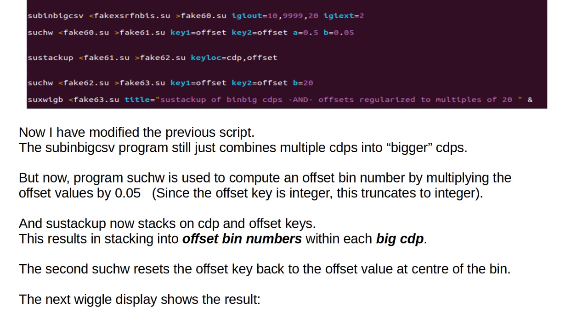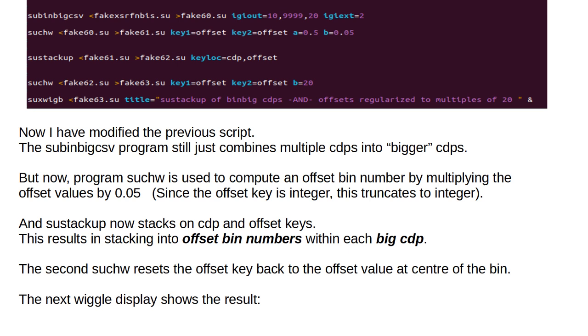The SU bin big CSV program still just combines multiple CDPs into bigger CDPs. But now program SU change header word is used to compute an offset bin number by multiplying the offset values by 0.05. Since the offset key is integer, this truncates to integer. And SU StackUp now stacks on CDP and offset keys. This results in stacking into offset bin numbers within each big CDP.